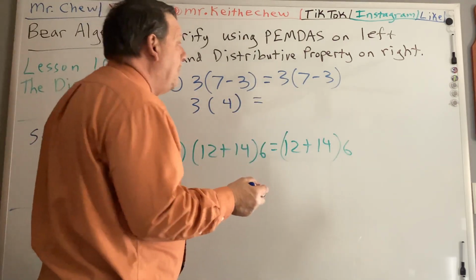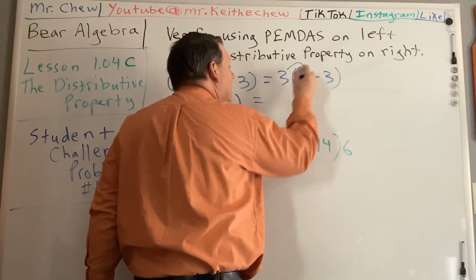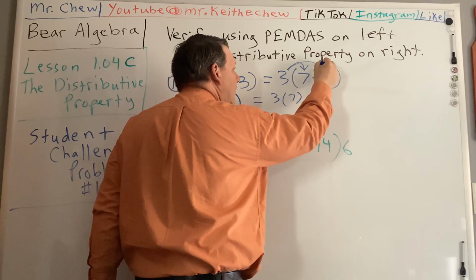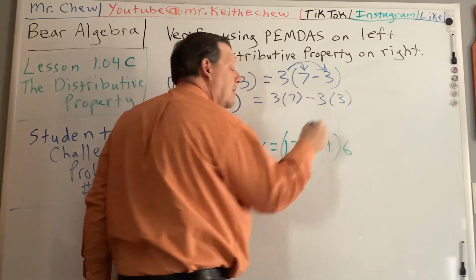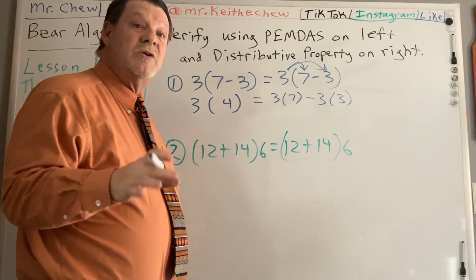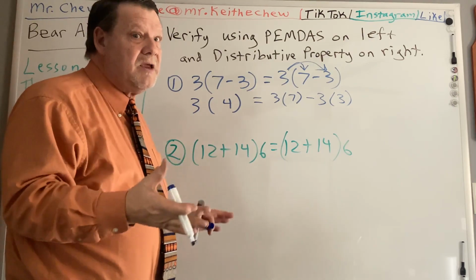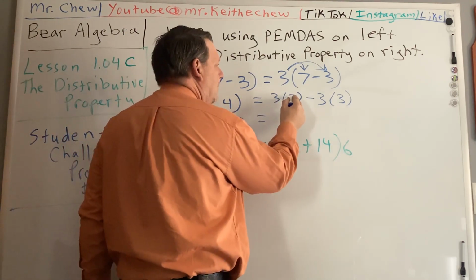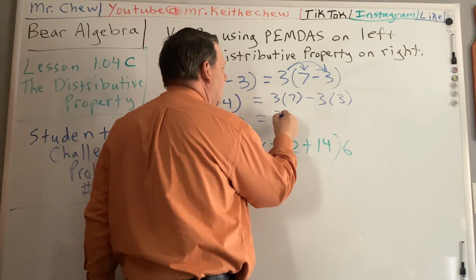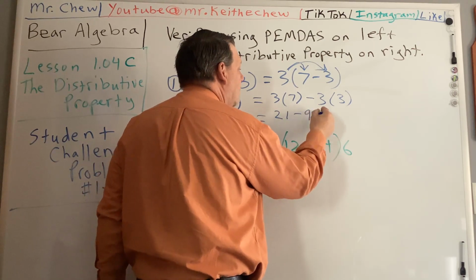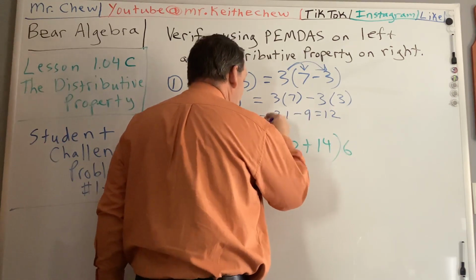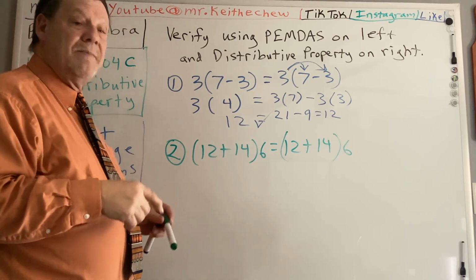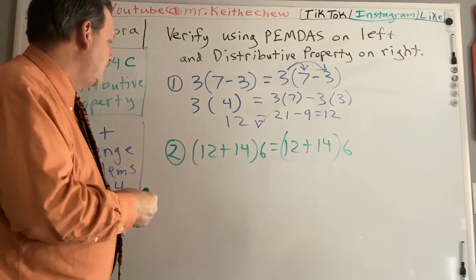Using the distributive property on the right, you would take the 3 times the 7, and since we're subtracting, minus the 3 times the 3. So now let's continue and see if we get the same number on both sides, which means that we've verified it. 3 times 4 is 12. This is 21 minus 9, which equals 12. So it verified, so I checked it there. So the distributive property and PEMDAS gave me the same answer when I had just numbers.